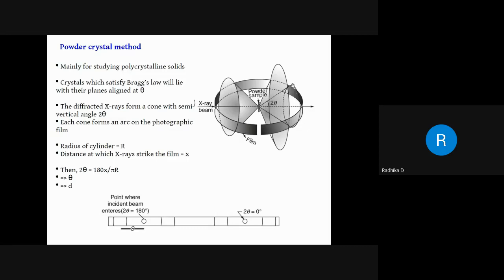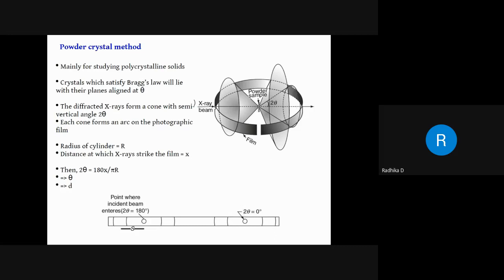And where are they going to fall? They are going to fall on a photographic film. This shaded region, you can see a shade here, is a photographic film which is kept inside this cylinder. So the X-rays after diffraction, that means after constructive interference, fall on the photographic film. They come in a very conical shape because they are coming from multiple crystals, and they fall on the photographic film.